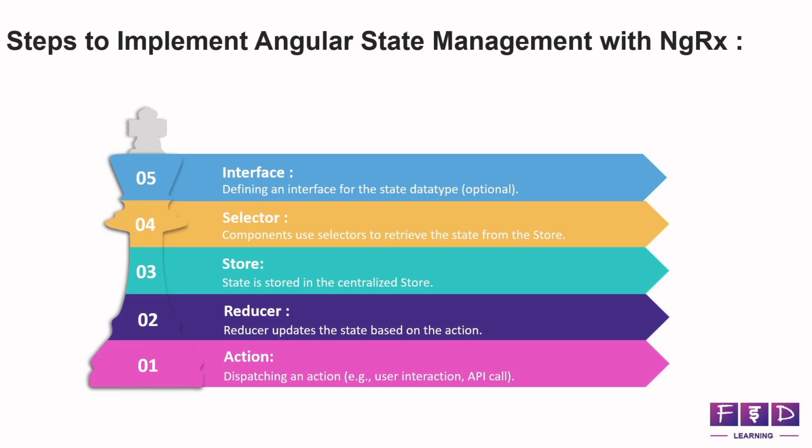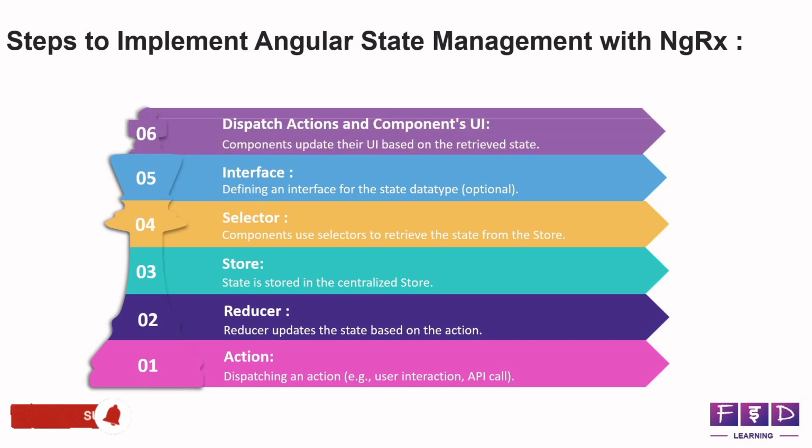This step is optional but recommended. To ensure type safety, it's good practice to define an interface for the state instead of using generic type any. So this step helps to catch type related errors at compile time and makes the code more maintainable.